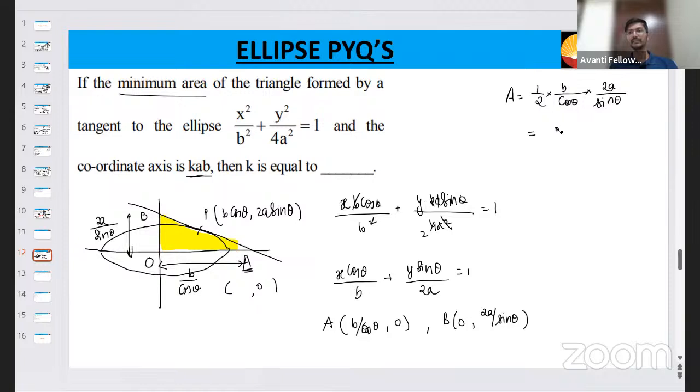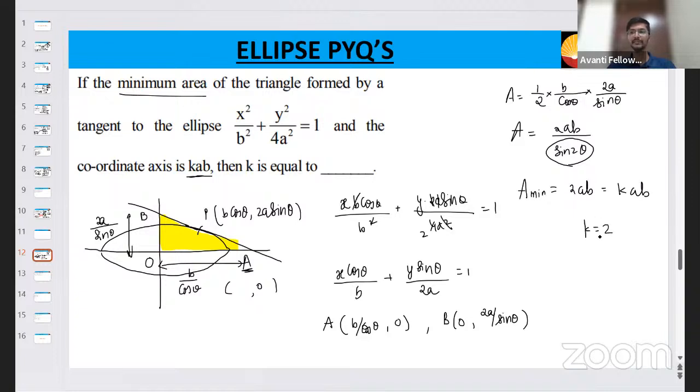So in the denominator we'll get 2ab upon sine 2 theta. Now this area will be minimum, so A min, when sine 2 theta is maximum because it's in the denominator. If it's in the denominator, it has to be maximum. What is the maximum value of sine 2 theta? It is 1. Minimum area is 2ab, which is given as KAB.